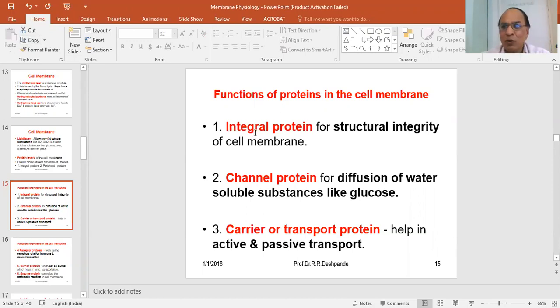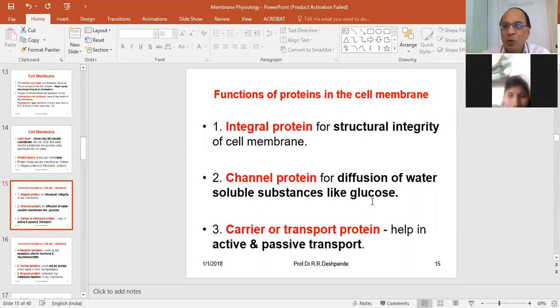Some protein molecules are channel proteins. Channel means srota, so they allow useful elements to come inside. Diffusion of water soluble substances like glucose can enter through this particular channel protein. Do you understand? Then carrier or transport protein. So these are the different types of protein. You must remember these proteins: integral protein, channel protein, and carrier protein.